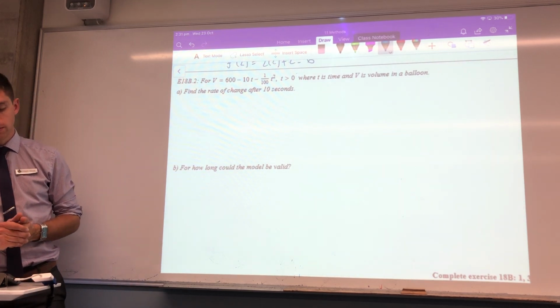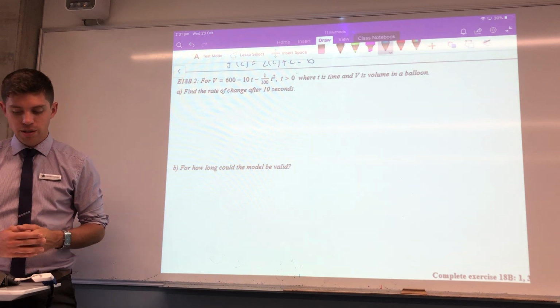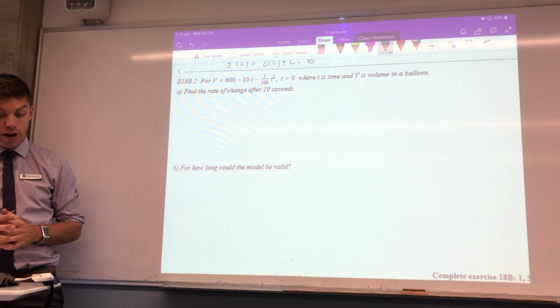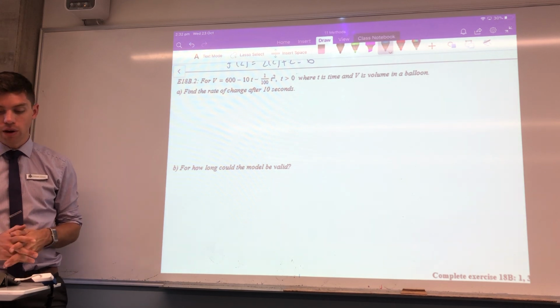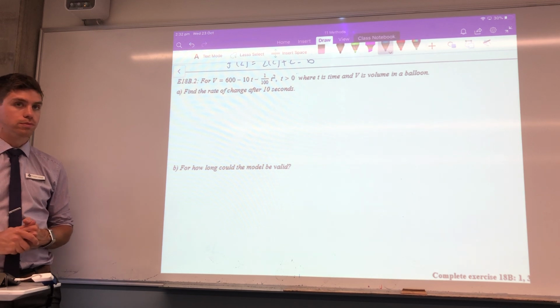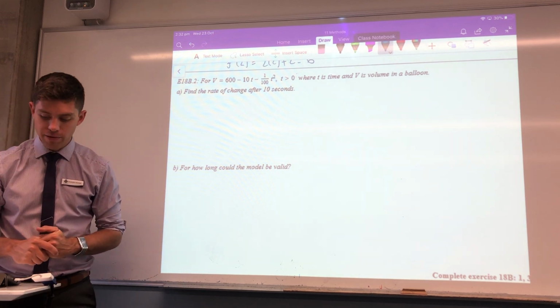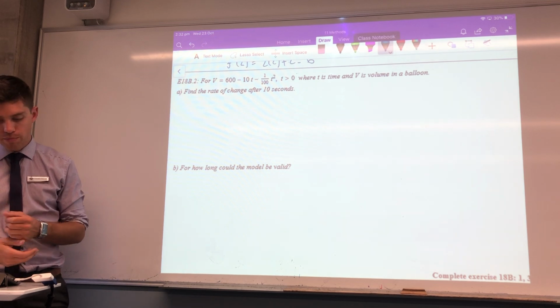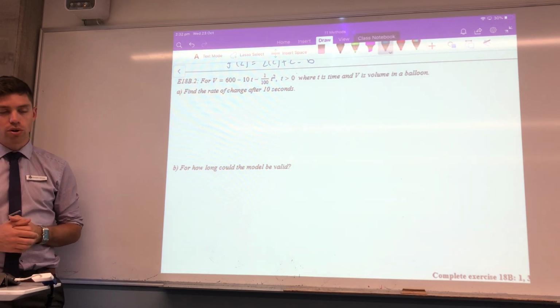For V equals 600 minus 10t minus 1 over 100 t squared, for t greater than 0, where t is time and v is volume in a balloon. A, find the rate of change after 10 seconds. And B, for how long could the model be valid?